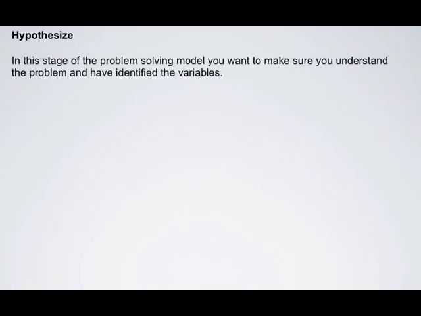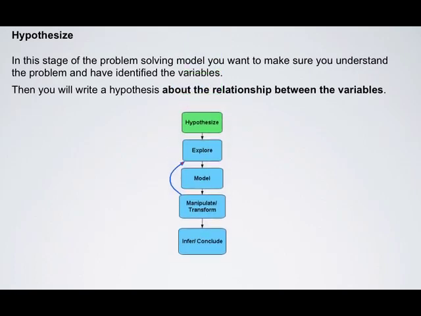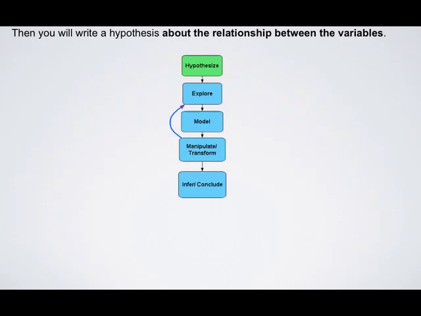The first step is to hypothesize. In this stage of the problem-solving model, you want to make sure you understand the problem and have identified the variables. Then, you will write a hypothesis about the relationship between the variables. Here's our problem-solving model. Hypothesize is the first step. We'll have to do this before we move on.